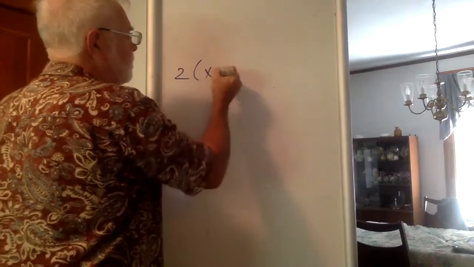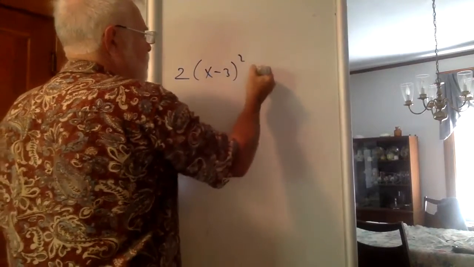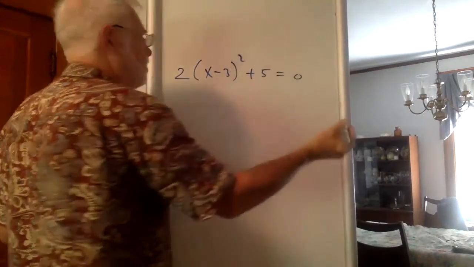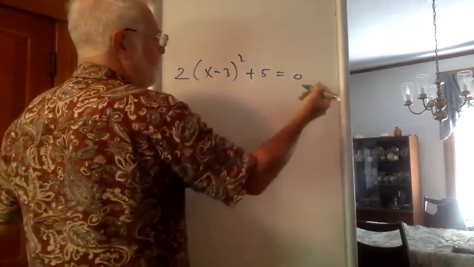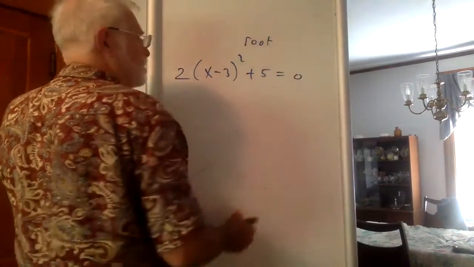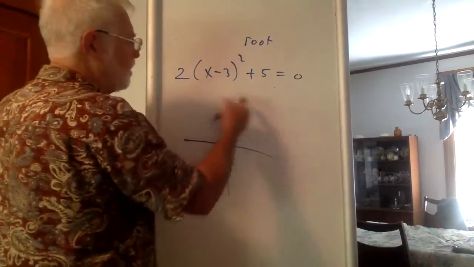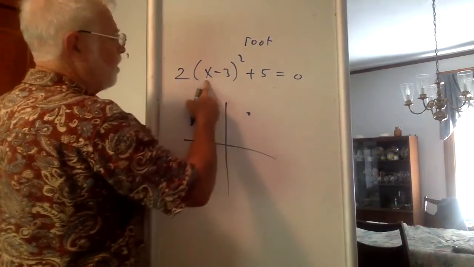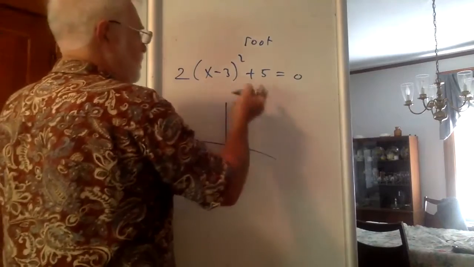So let's put something in graphing form. Let's say we got 2 times, I like the number 3, so 2 times x minus 3 squared plus 5 equals 0. So how would you solve that for 0? Finding the roots here, obviously. What's this quadratic look like? Very quickly, 3, 5. Put a 0 in. You got yourself 18 plus 5, 23.